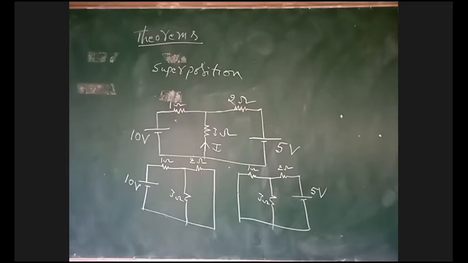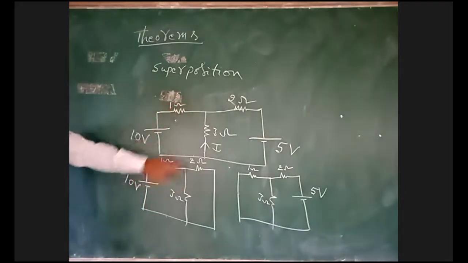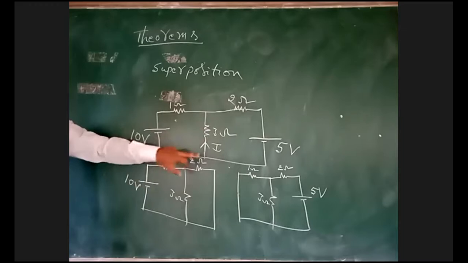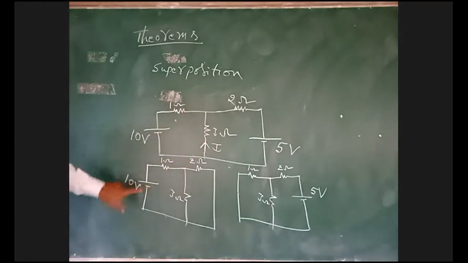This is a very important point in any theorem, not only superposition. In Thevenin's theorem also, voltage source has to be short circuited, current source has to be open circuited. Okay. Now I will determine the current in 3 ohms. First, I will determine the current in the problem. This is the given problem. In the problem, he is asking the current in 3 ohms, and the direction of the current is upward. Now, I consider 10 volts.